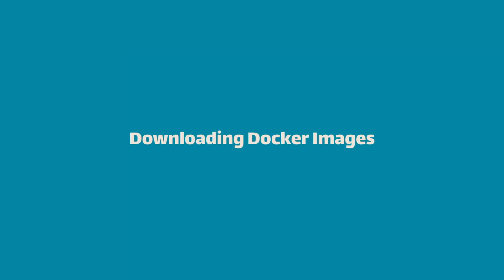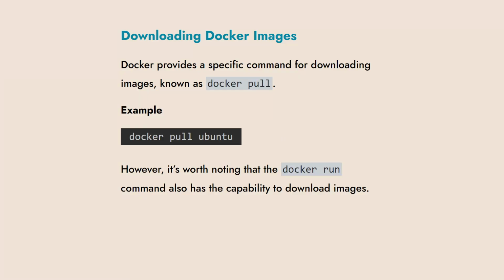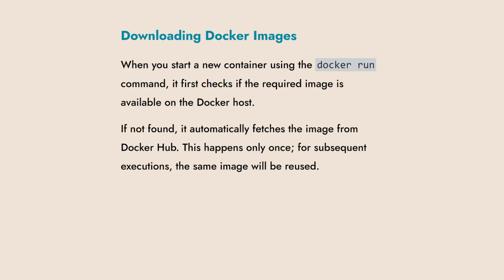Docker provides a specific command for downloading images, known as Docker pull. However, it's worth noting that the Docker run command also has the capability to download images. When you start a new container using the Docker run command, it first checks if the required image is available on the Docker host. If not found, it automatically fetches the image from Docker Hub. This happens only once. For subsequent executions, the same image will be reused.